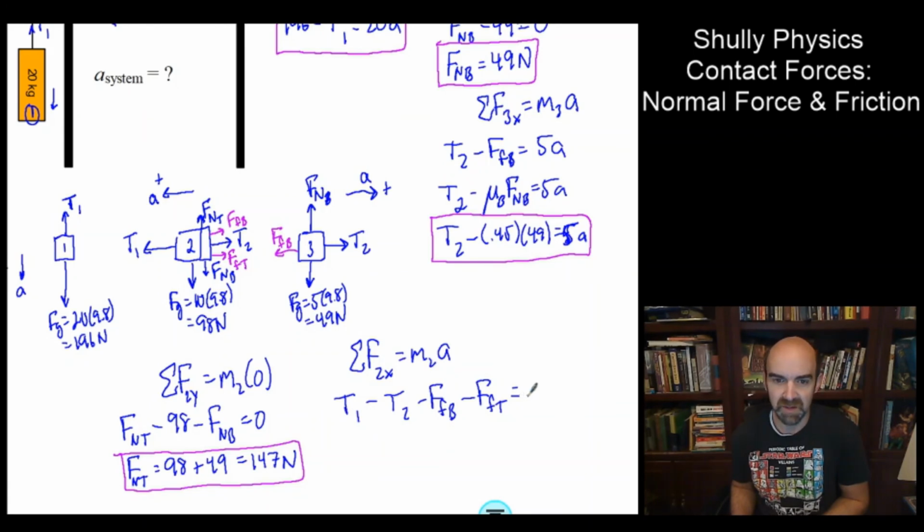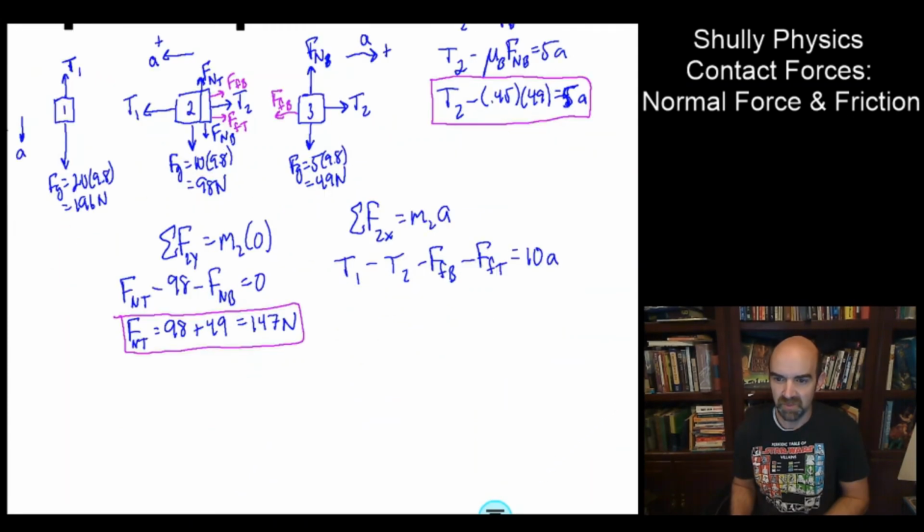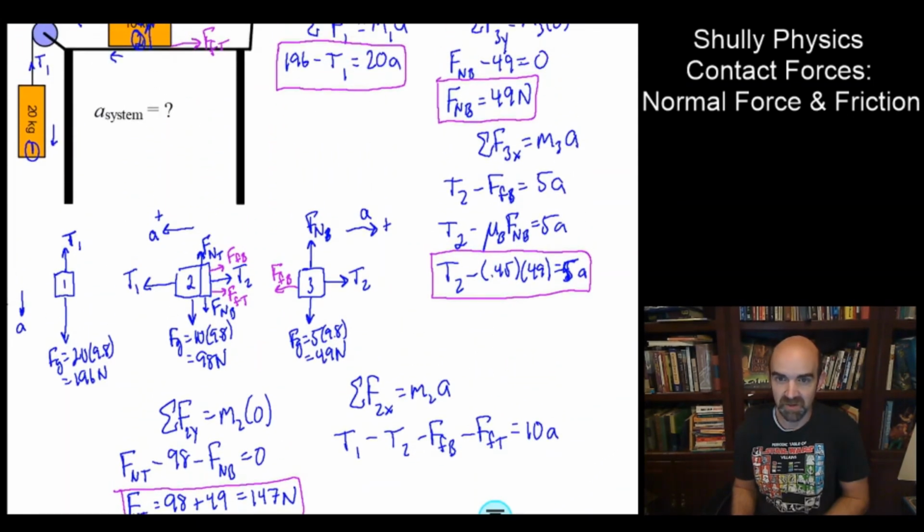On the right side, we've got the mass of 2, which is 10 kilograms, times A, the acceleration rate. So what is all this? Well, before I just go plugging everything in, do you see how we're going to have T1 equal to 20A minus... oh no, other way around. If we add T1 to this side, we have to subtract 20A from that side. So this will be 196 minus 20A. There we go. That'll be the useful form there.